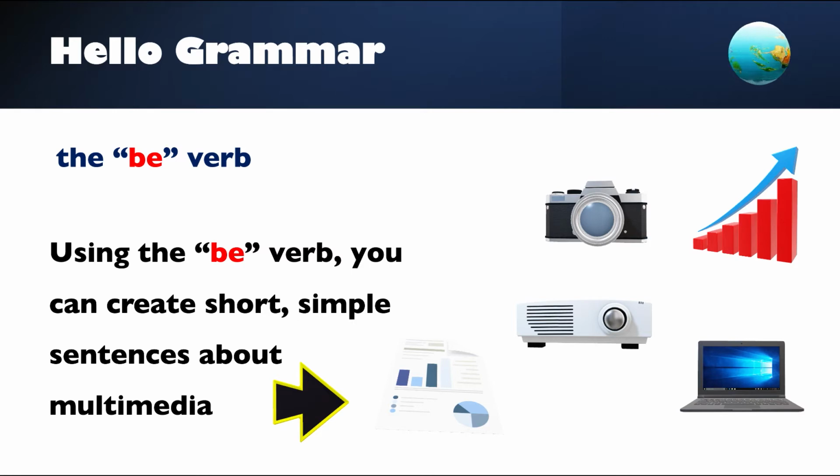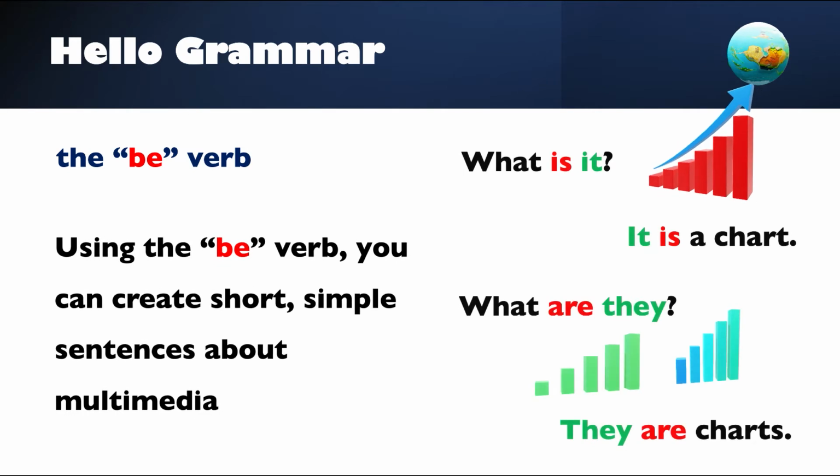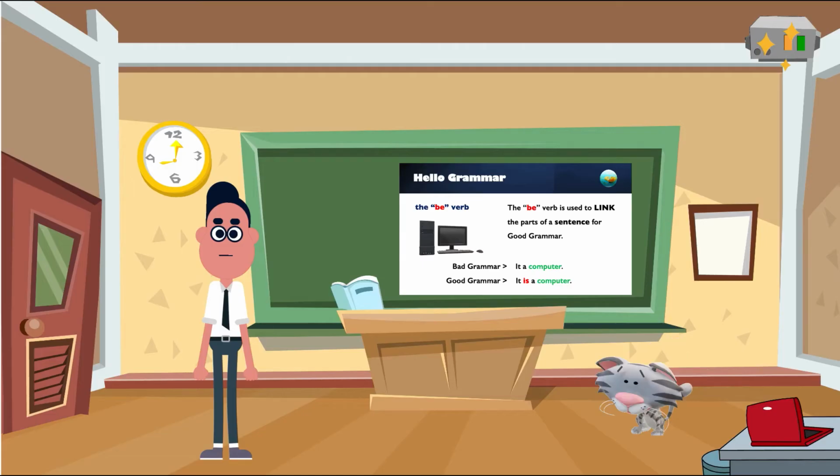Using the be verb, you can create short, simple sentences about multimedia, which is what you have in the document. So, for example, what is it? It is a chart. What are they? They are charts. And you can see the be verb here in red. So they are the verb phrase in the grammatically correct sentences.